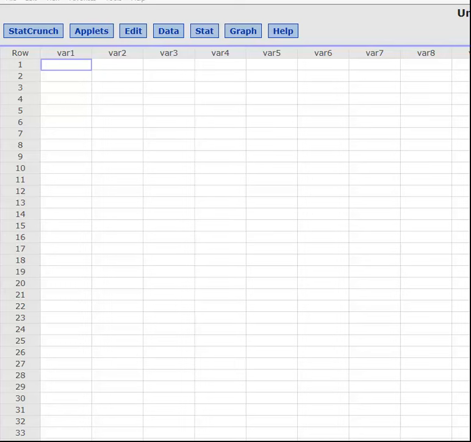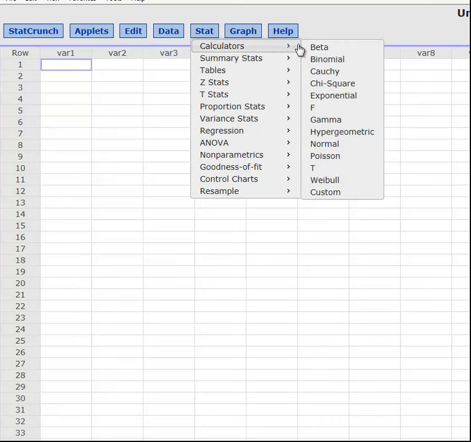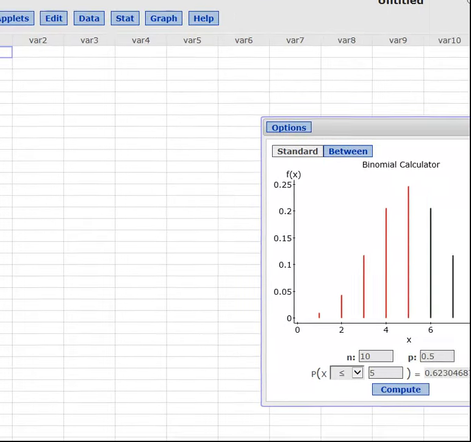StatCrunch has a binomial calculator as well as a normal calculator and other probability distribution calculators that are really helpful and easy to use. For part A, the probability x takes on exactly 1, I click on Stat, and my first option is Calculators. Here are the built-in probability calculators that StatCrunch offers. I'm going to click on Binomial.